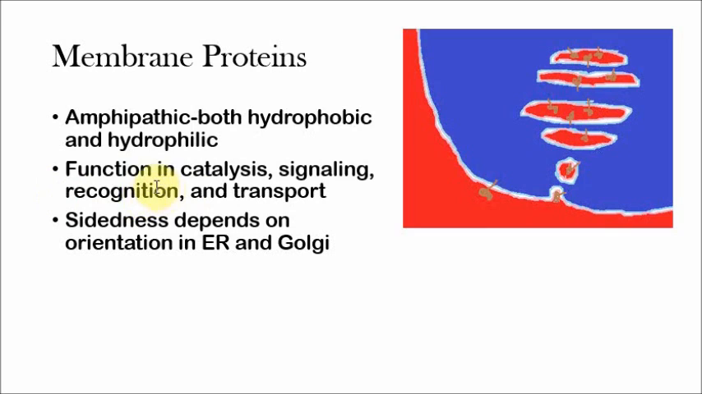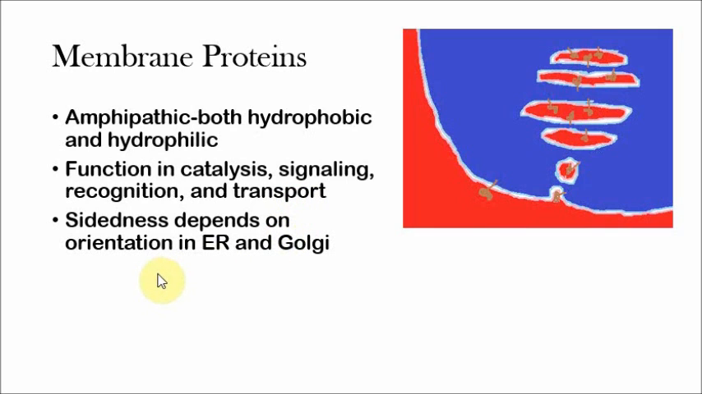And as another type of signaling, sometimes those cells will need to recognize each other, and so cell recognition also relies on membrane proteins. The last one is transport of different materials into and out of a cell, which nearly always relies on membrane proteins.